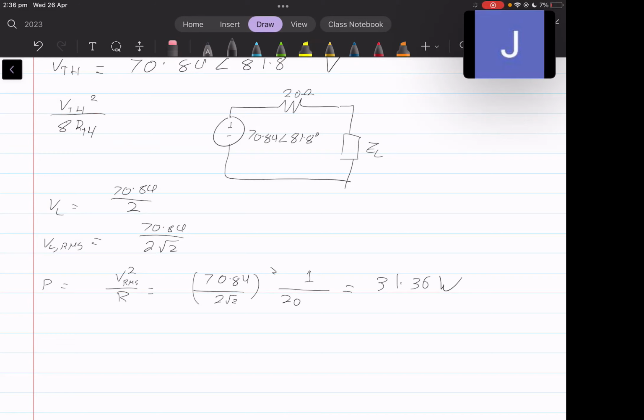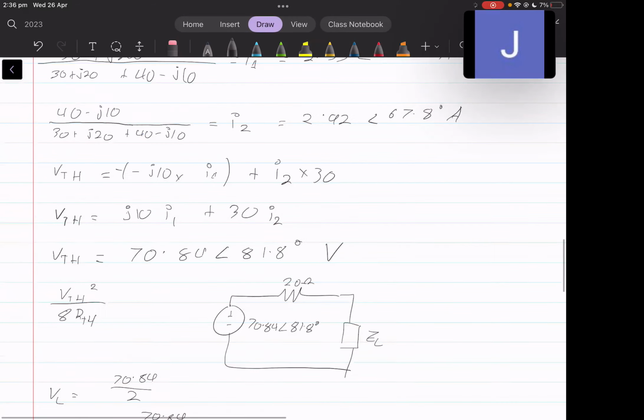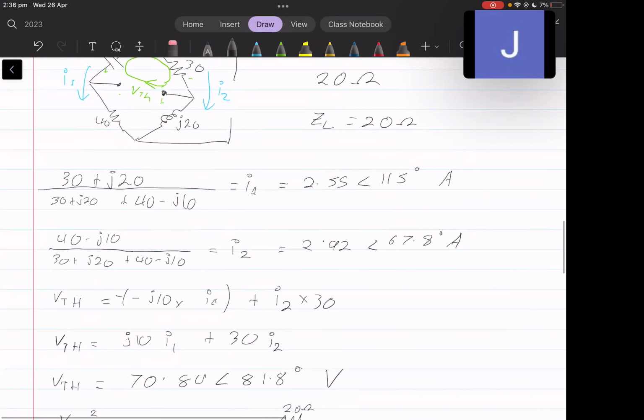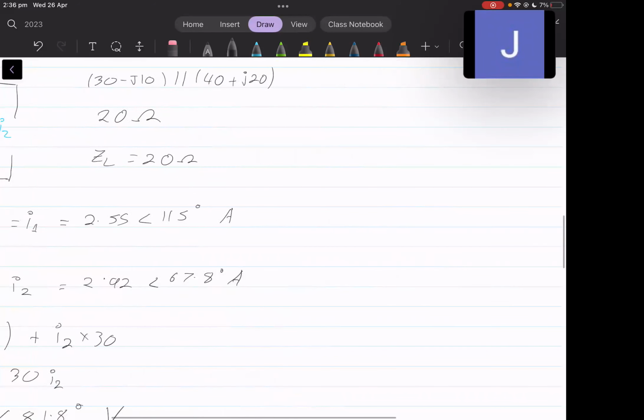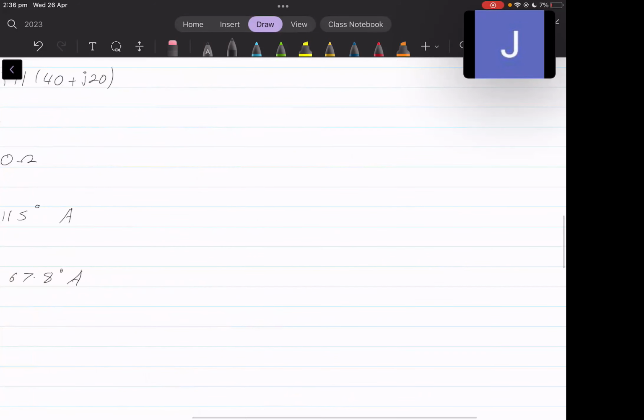Formulas used to calculate I1 and I2. So that's the current divider. So the most basic example.